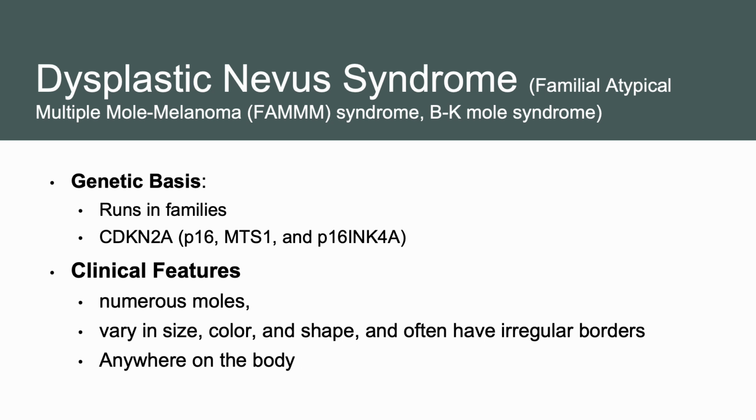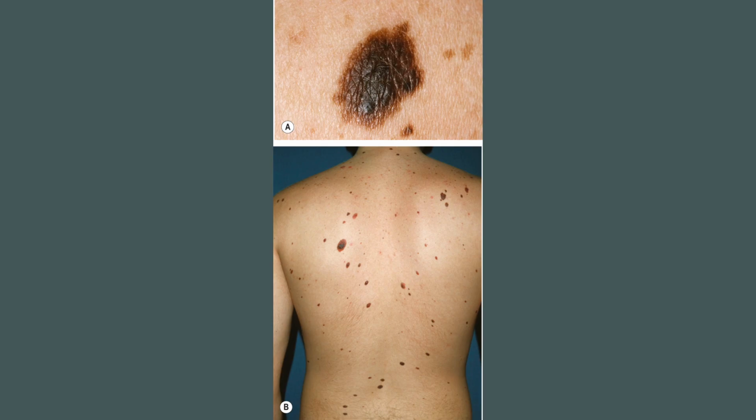Since they can occur anywhere, I do recommend full skin exams for these patients with the patient's consent. The skin lesions may also be referred to as atypical nevi, Clark nevi, or nevi with architectural disorder. You can see the atypical nevus on top. There's asymmetry as well as several shades of brown, simulating the clinical features seen in melanoma. The lower image shows multiple atypical nevi on the trunk.